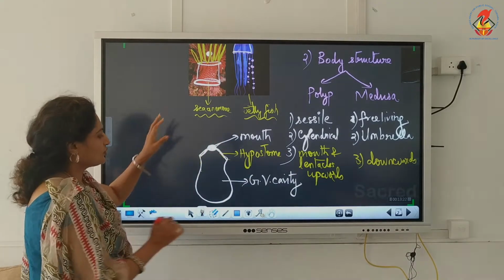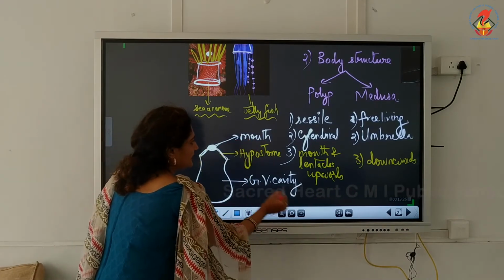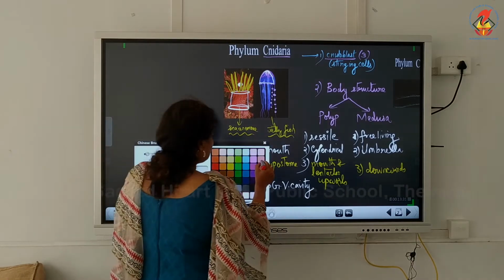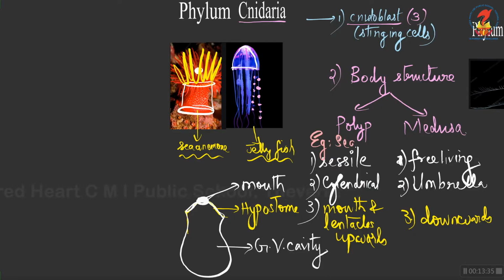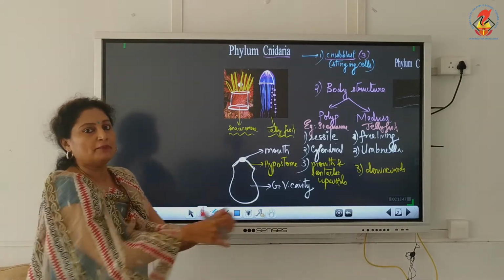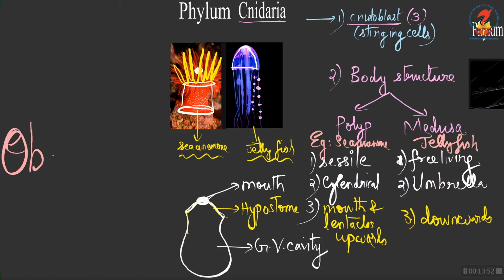Clear? So these are the two distinct forms that occur in Cnidaria. For example, for polyp, it is sea anemone, and for medusa, the example is jellyfish. So I hope you have understood the two forms in which cnidarians exist. They either exist in polyp form or medusa. But there is a third example, called obelia.